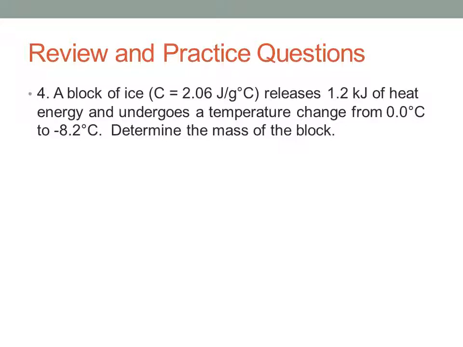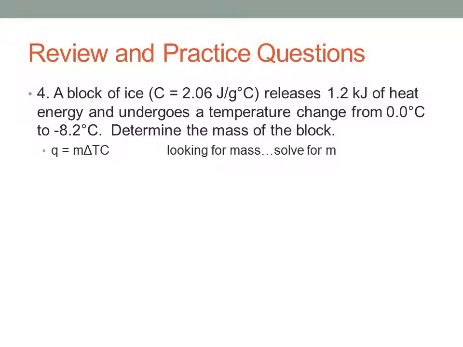Question 4. A block of ice, which has a specific heat of 2.06 joules per gram degree Celsius, releases 1.2 kilojoules of heat energy and undergoes a temperature change from 0.0 degrees Celsius to negative 8.2 degrees Celsius. Determine the mass of the block.